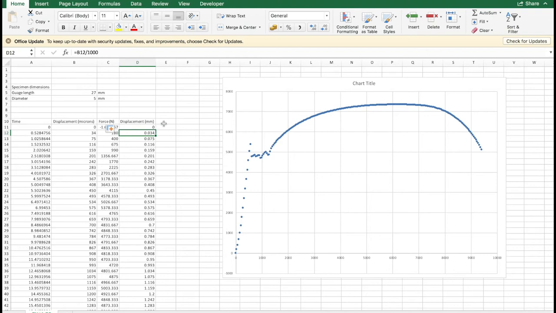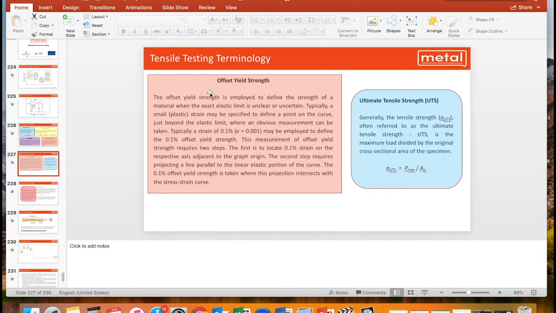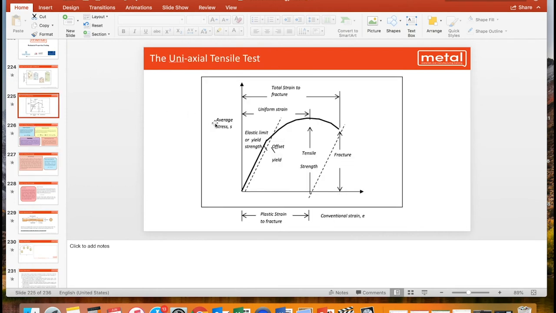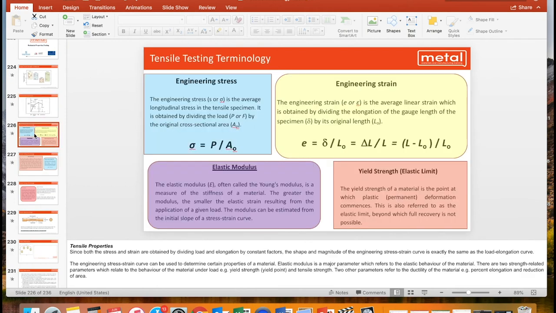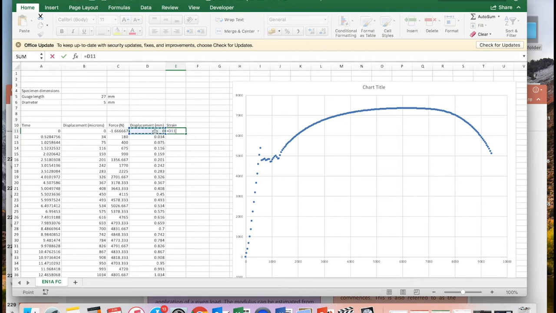This is our extension. So if I want to work out the strain, what's the equation for strain? Well, let's go back to our course notes. So we've got a practical metallurgy course notes. And we want to produce an average stress, average strain curve. So strain, engineering strain. Well, this is simply the changing length divided by the original length. Well, where do we get our changing length measurement from? Well, simply from the displacement values. So let's go back to here. So we know our original gauge length is 27. So our changing length is our displacement divided by our original length, which is our gauge length.